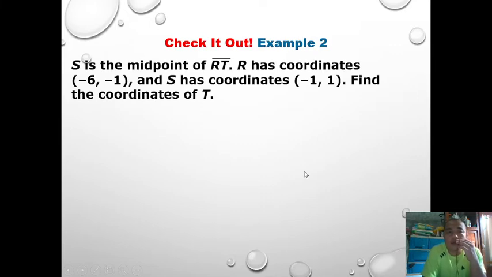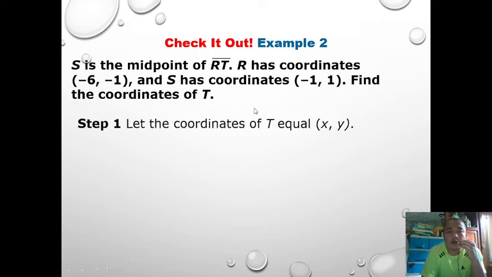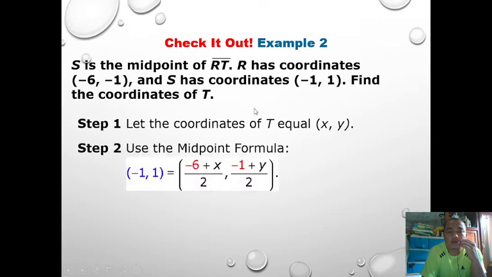Check it out. S is the midpoint of RT. R has coordinates (-6, 1), and S has coordinates (-1, 1). Find the coordinates of T. So this is the same solution as in our previous example: given one endpoint and the midpoint, find the coordinates of the other endpoint. Step 1, let the coordinates of T equal (x, y). Use the midpoint formula.